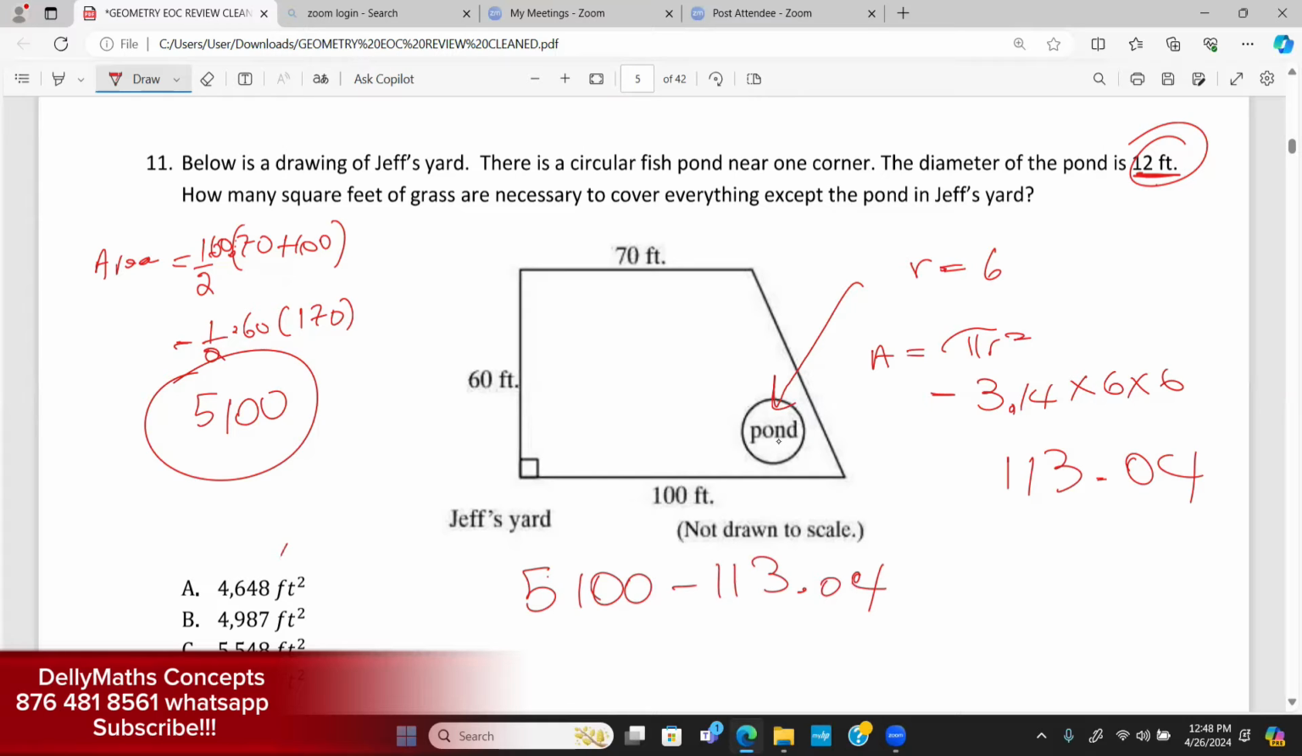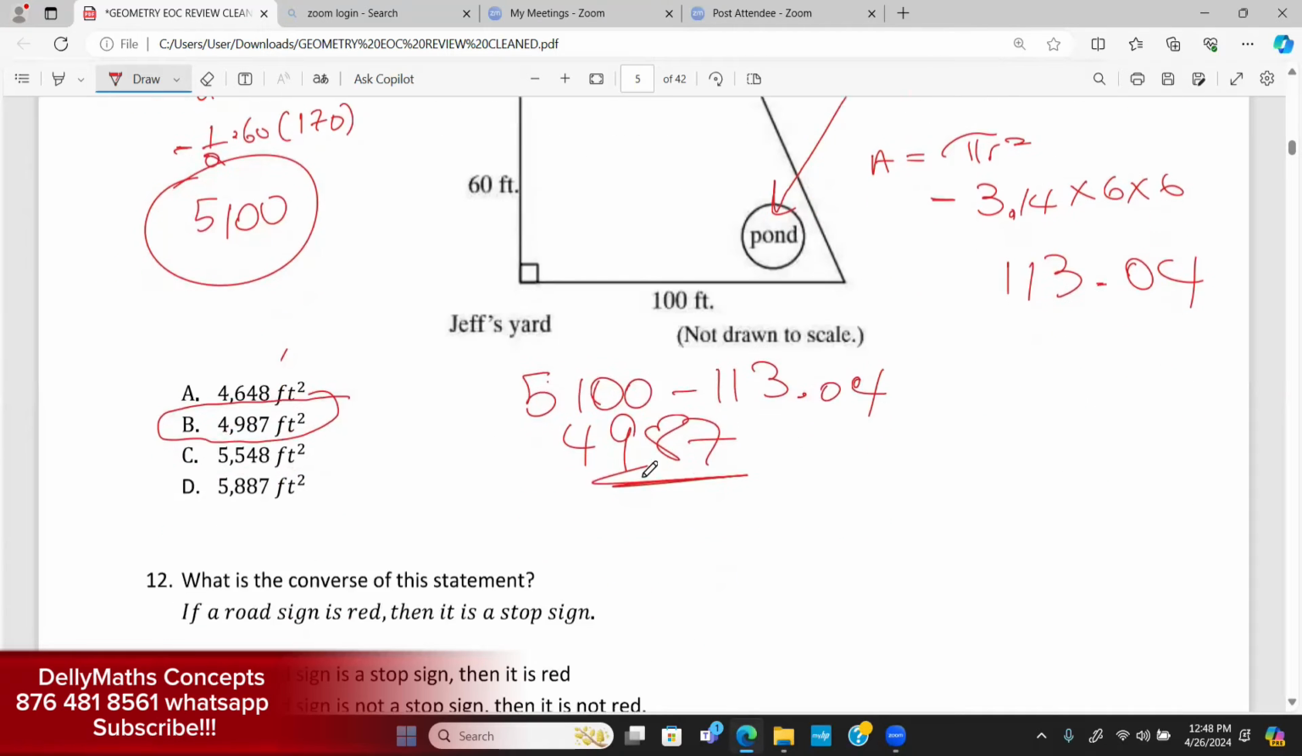All right, 4987. So I'm getting this for the answer here. 4987. All right. So number 11 is B. All right. Let's keep going.